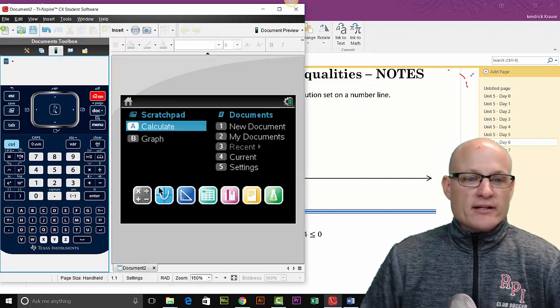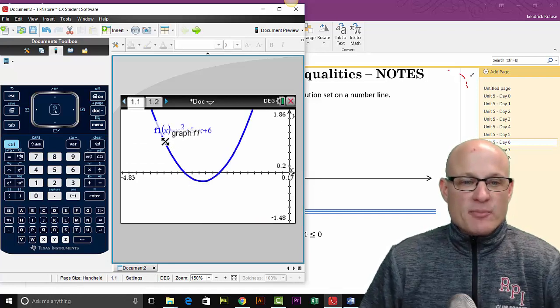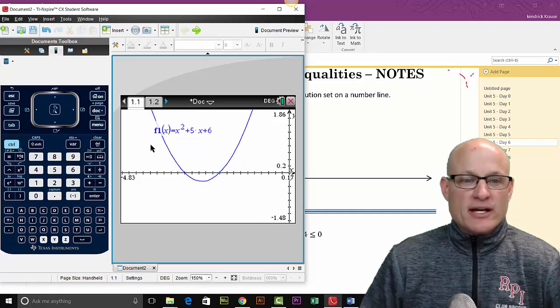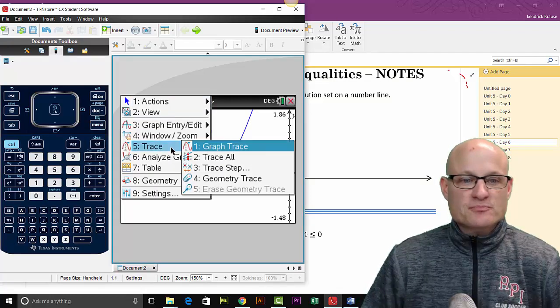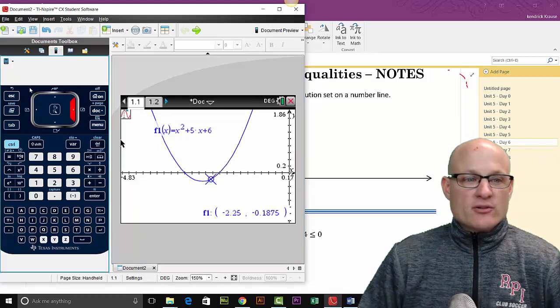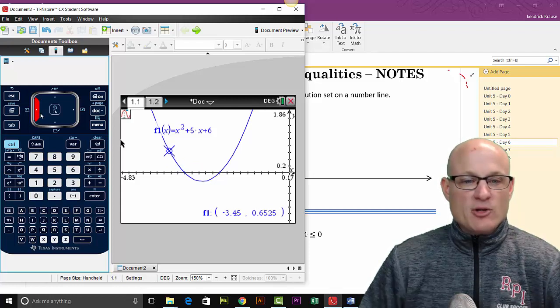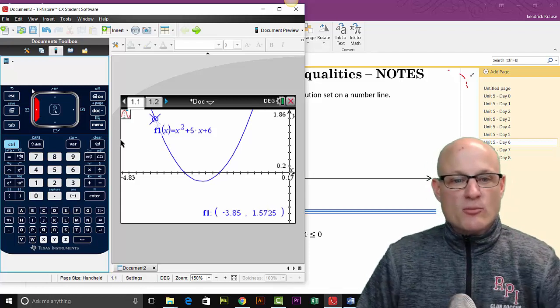Okay, so what you want to look at is, where is this negative? So it's positive, meaning above the x-axis here. And then all of a sudden, about right there, it cuts down and goes below the x-axis and then back above the x-axis. So if I just put on a trace, graph trace, and I go to the left. Okay, so it's over here. Now notice what the y values are. The y values are positive. If I keep going this way, the y values keep getting more and more positive.